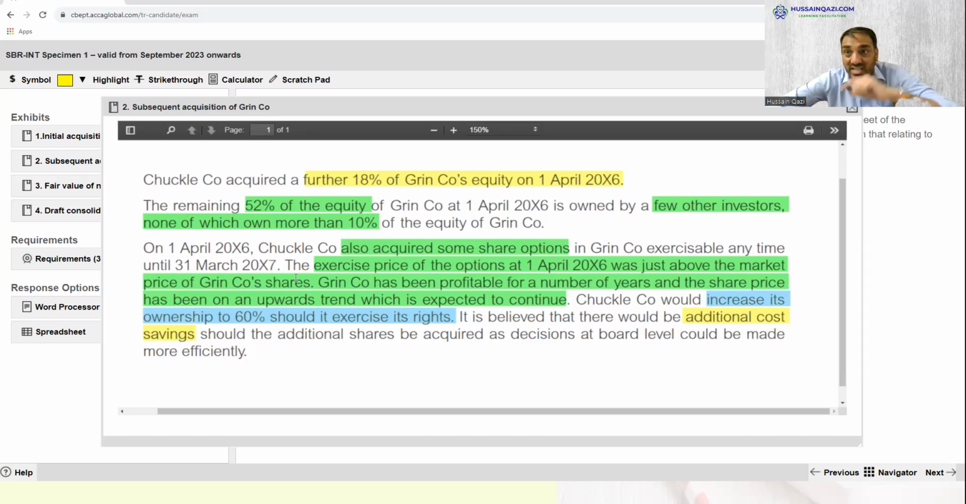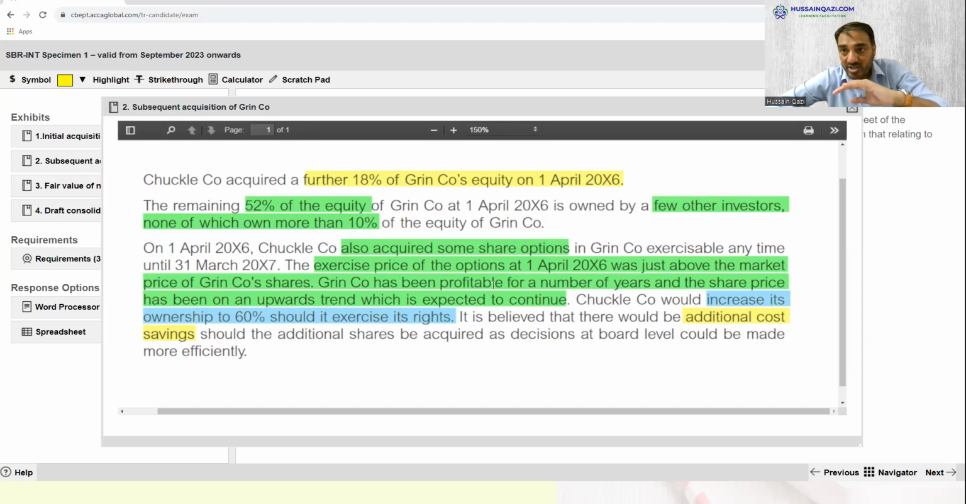But if we move towards the second point, IFRS 10 further provides guidance on other factors concerning control: the share options. Here it is mentioned that Chuckle also acquired, on the same date, share options. These are exercisable any time until 31st March etc. Further guidance by IFRS 10: first consider, is this option valuable at the time of investment? Here the answer is no, because the share exercise price on 1st April XX was just above the market price of Grin company's shares. But the story is not over here.